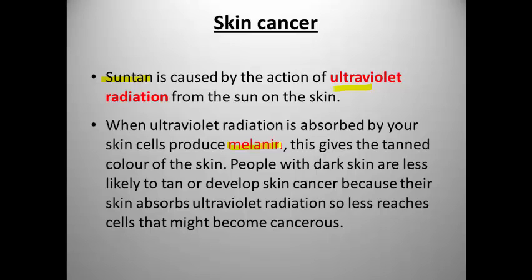Now, people with dark skin are less likely to tan and develop skin cancer, because the cells produce more melanin, it can absorb more UV radiation, so less UV radiation gets to the lower parts of the skin, which might become cancerous. So if someone is very light skinned and they don't tan, it means that they don't produce very much melanin, which means that UV radiation can really get absorbed into the skin and reach the lower parts, and you might have more of a chance of the skin cells turning cancerous. Whereas people with dark skin have more melanin, and therefore that melanin absorbs the UV radiation and stops it reaching the lower regions of the skin.